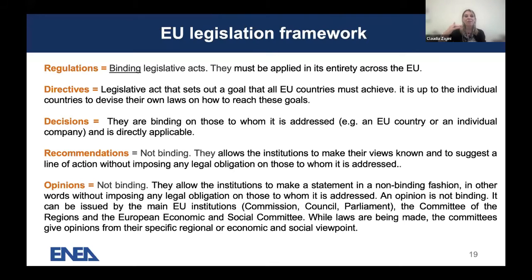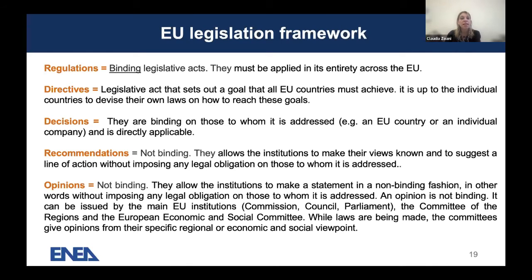Going down about the level of binding, let's say, we have directives that are legislative acts that set a goal that the European countries must achieve. So once the Commission defines a directive, each member state has the mandate to enact an internal law or decree or act that implements the directive.